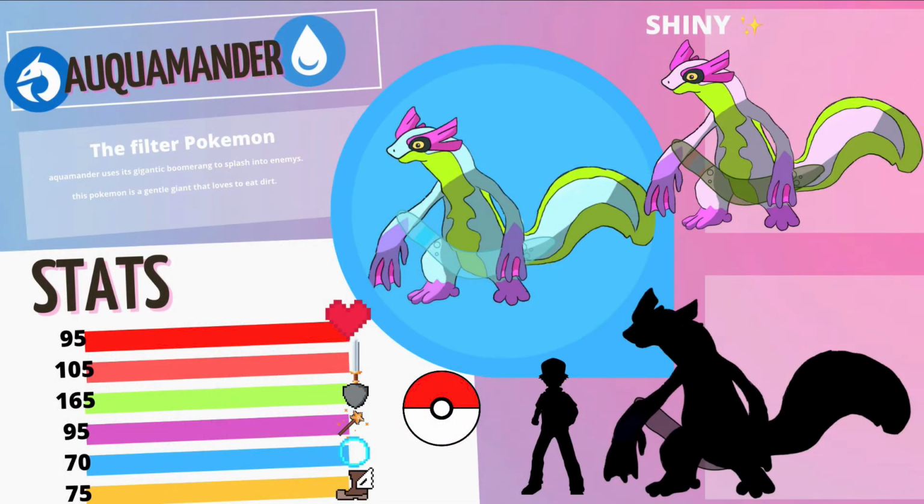Aquamander, the filter Pokemon. Aquamander uses its gigantic boomerang to splash into enemies. This Pokemon is a gentle giant that loves to eat dirt. The stats are 95 HP, 105 attack, 165 defense, 95 special attack, 70 special defense, 75 speed. The shiny is a pink axolotl color, with the boomerang being a murky, kind of marshy green. And the silhouette is, he's a big guy. He's a big dude. All right, back to you, regular Caleb.